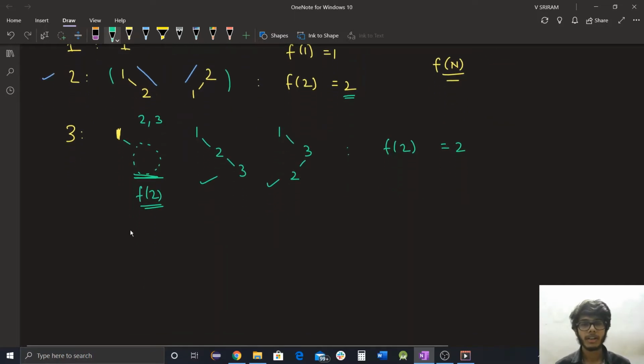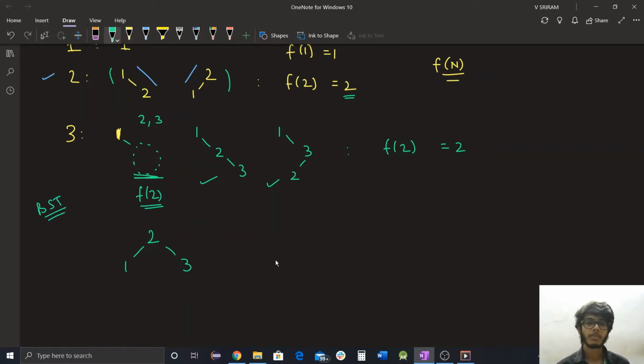Now we're not done yet. We need to find the number of trees that are rooted at 3 and 2 as well. There's only one tree possible with 2 as its root node, because only one element can be present at the left side of 2, that is 1, and one element can be present on the right side of 2, that is 3, because we need to satisfy the properties of a BST as well. So this is also evident.